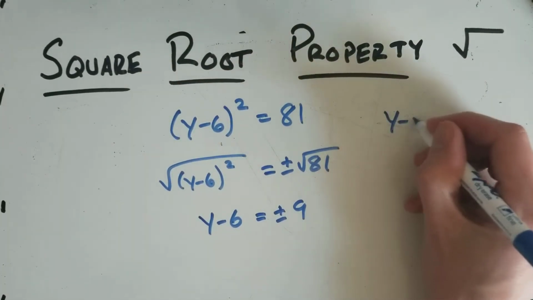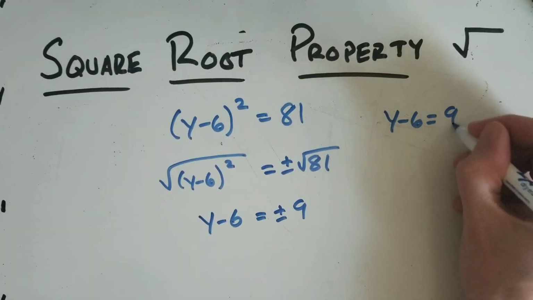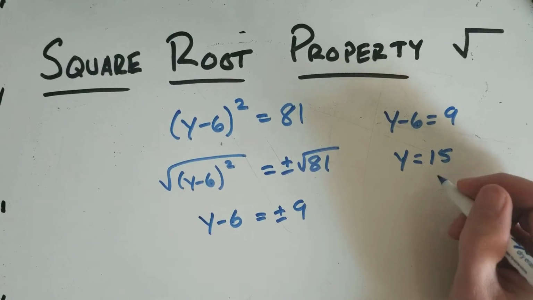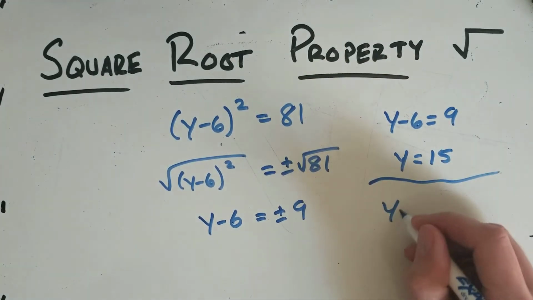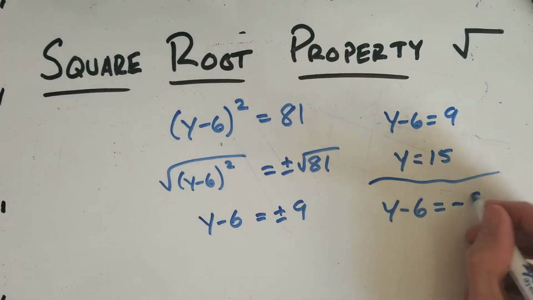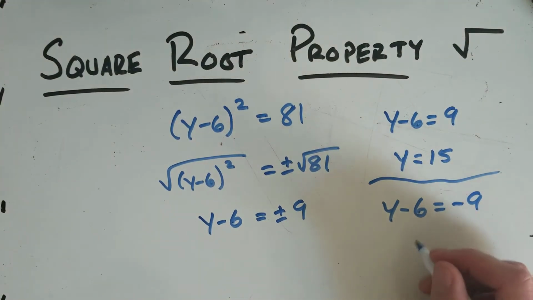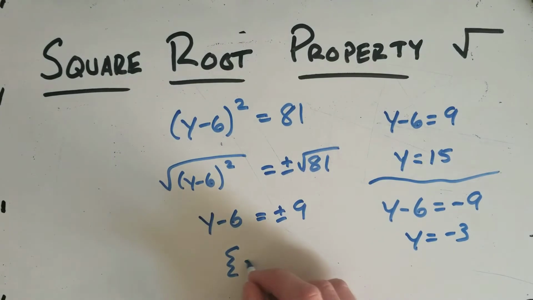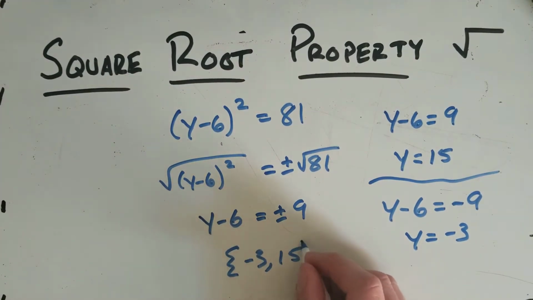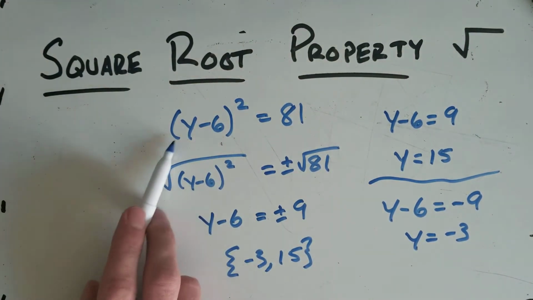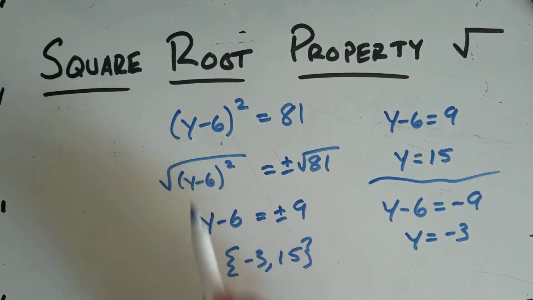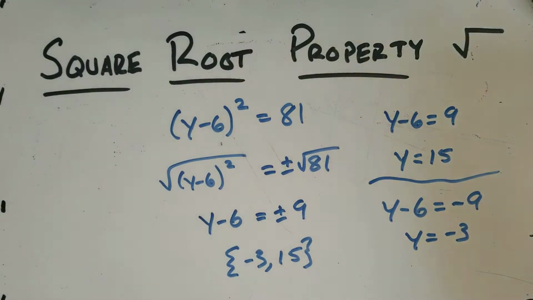We have the case where y minus 6 equals the +9, in which case y is 15. And you also have the case where y minus 6 equals the -9. In which case you add your 6 and y is going to be -3. So these would be your two solutions, -3 and 15. You could always substitute back in here and see that they'll both give you 81 when you substitute your y in here. So here's another way you can use the square root property.